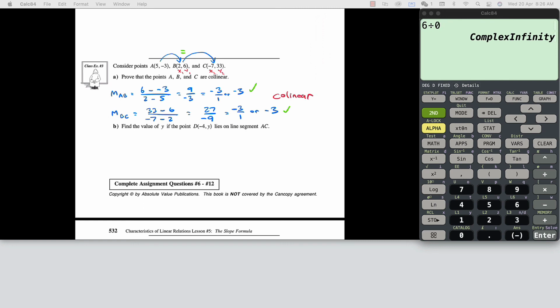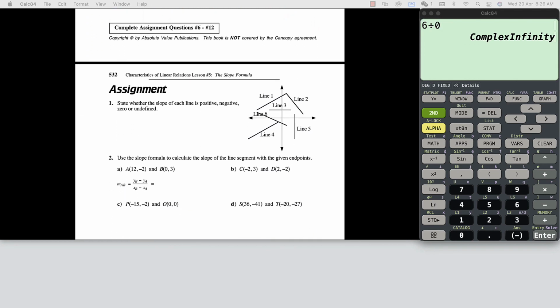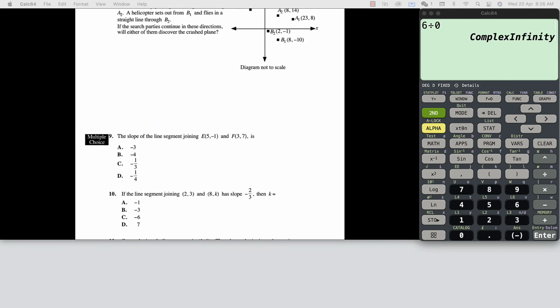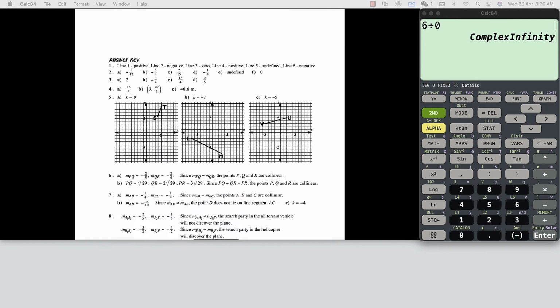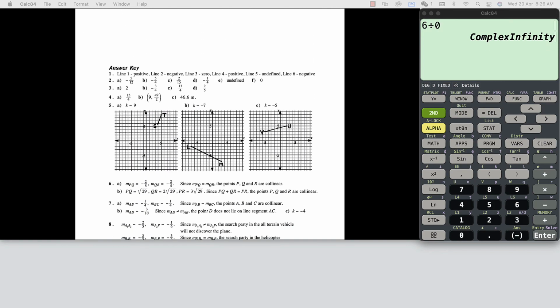All right, there we go. We're going to move on to the assignment, which starts right here on page 532 and goes all the way to 536, and the answers are also on page 536.